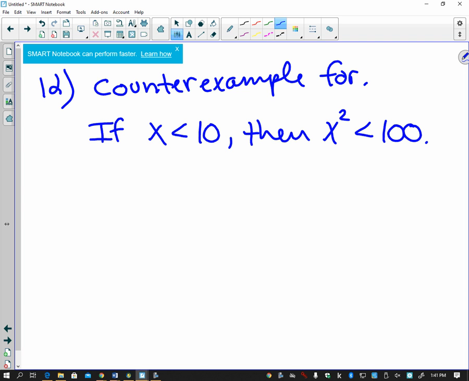Guys, I don't think you understand what a counterexample is. A counterexample is something that runs contrary to our statement. It proves that our statement is not necessarily true. Okay? So we're not trying to prove the statement. We're trying to find something that proves this statement is wrong. Okay? But it has to match. We have to find a value for x that is less than 10. But whenever I square it, is not less than 100, meaning it's greater than 100.